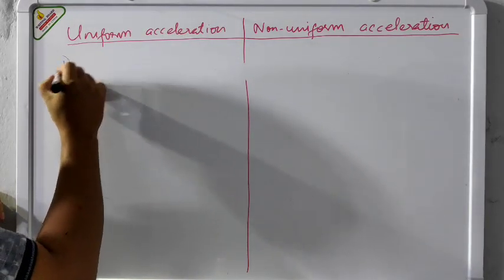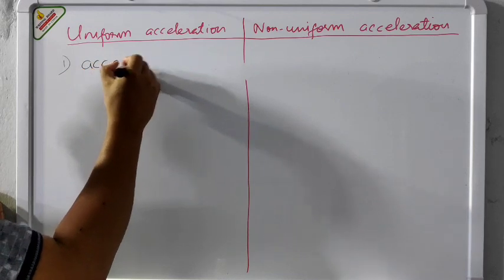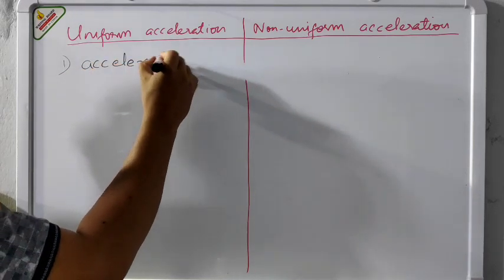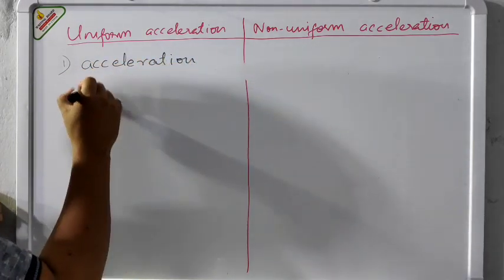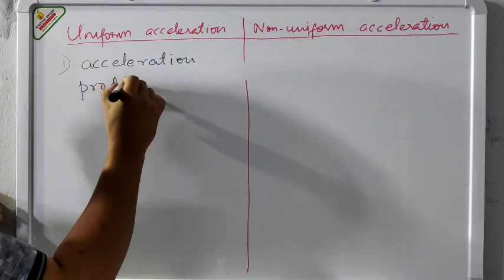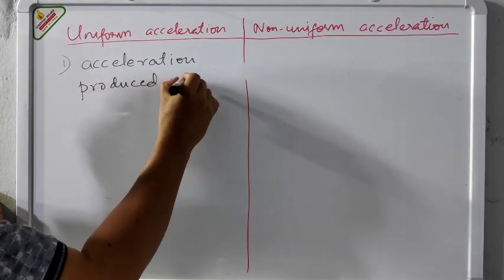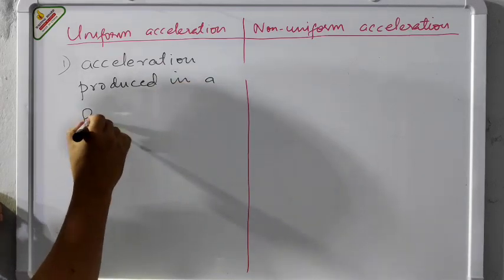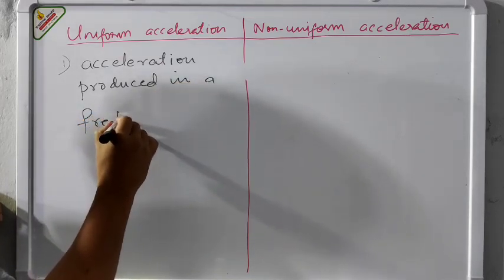So we can write acceleration produced in a freely falling object.